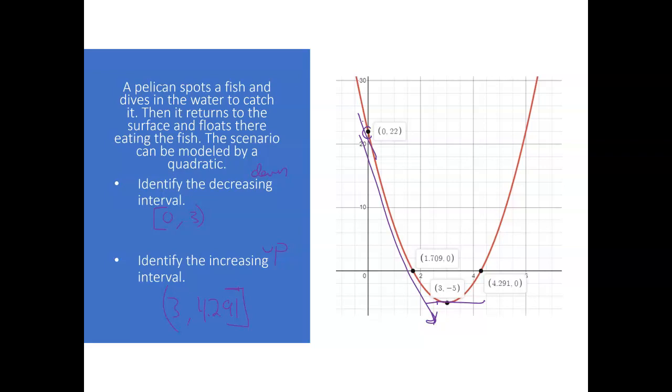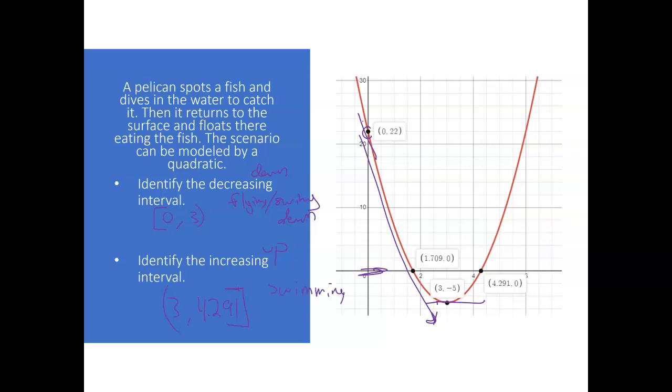So the height of the bird is going down. So the bird is flying, and then when it hits here, now it's swimming down. So it's flying and then swimming down. So that's what the decreasing interval is. So what is the increasing interval? Swimming up.